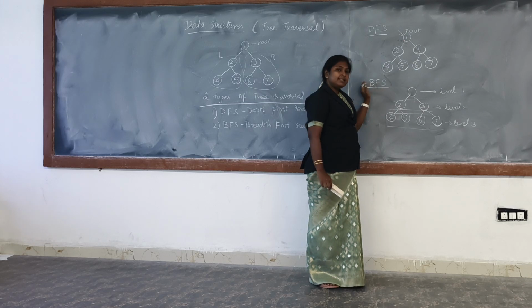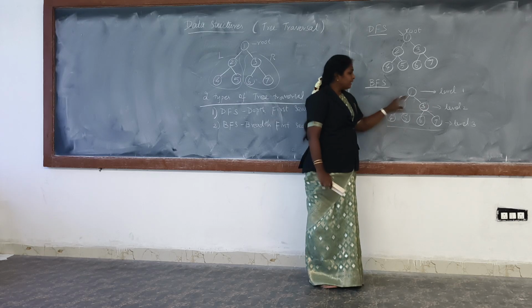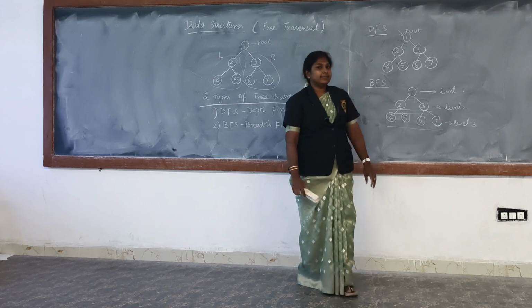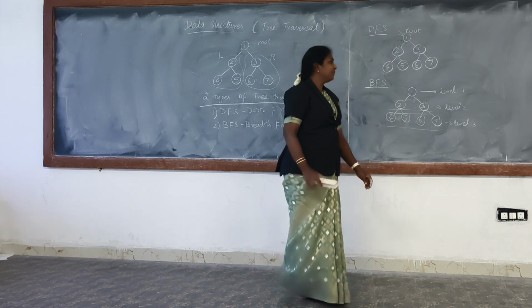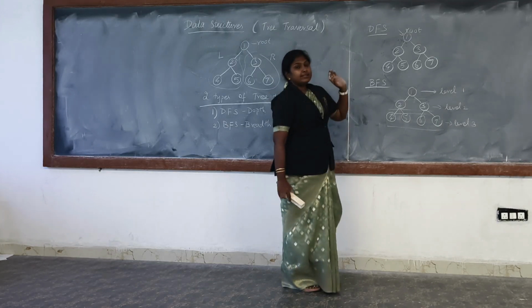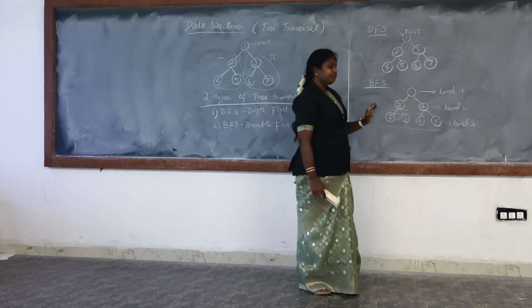But BFS is complete a level and then move on to the next level. Okay, complete a level, move on to the next level, complete a level, move on to the next level. So this is how BFS, breadth first search, works. Okay, so these are the main two tree traversals of a tree, BFS and DFS.